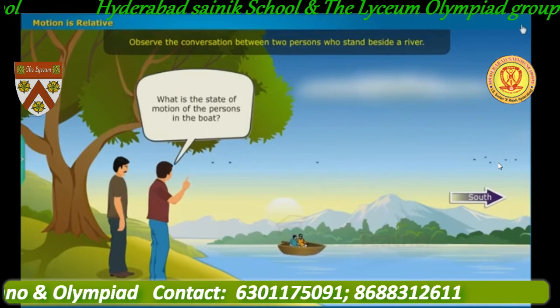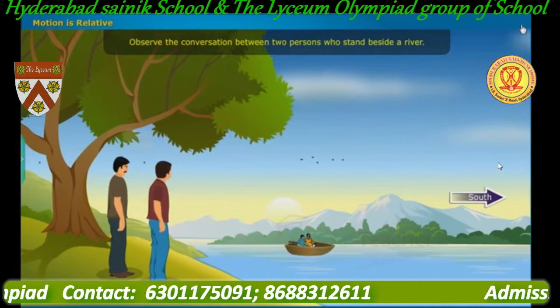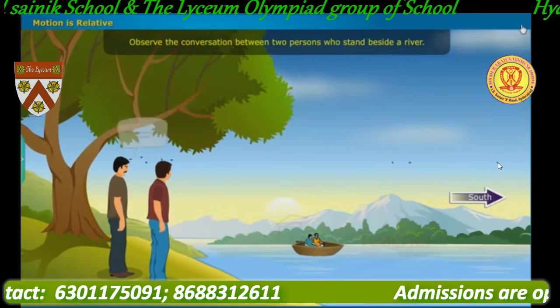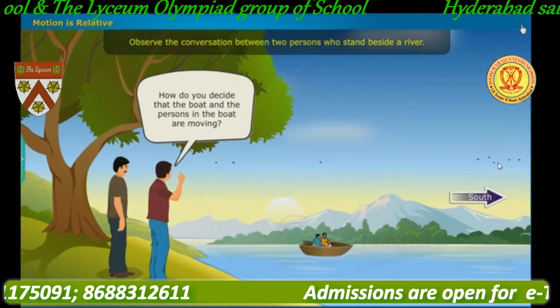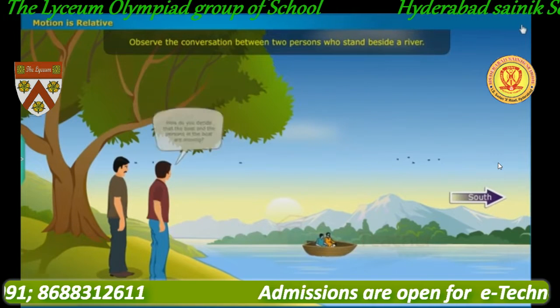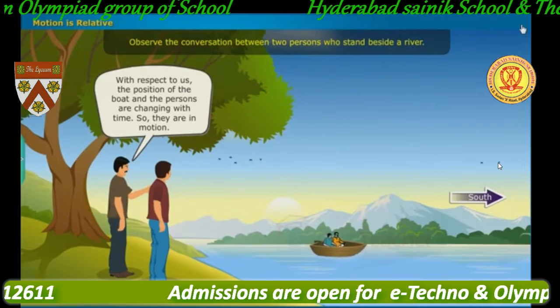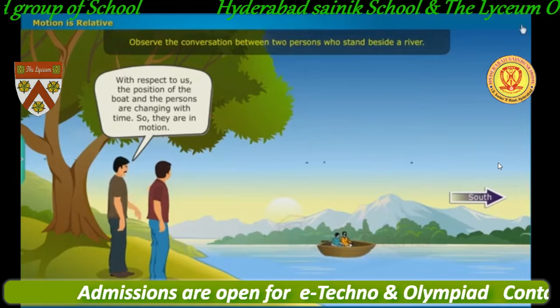What is the state of motion of the persons in the boat? They are also moving like the boat. How do you decide that the boat and the persons in the boat are moving? With respect to us, the position of the boat and the persons are changing with time, so they are in motion.